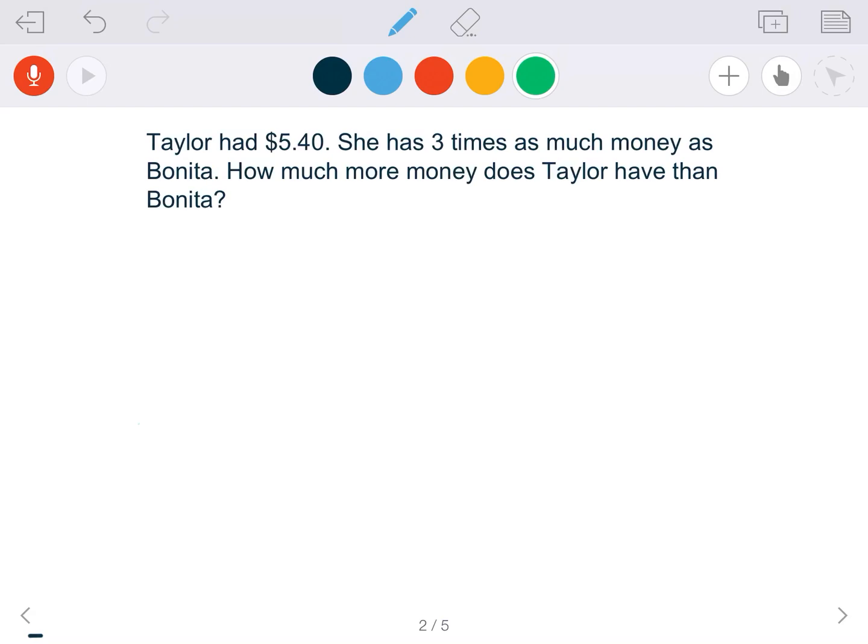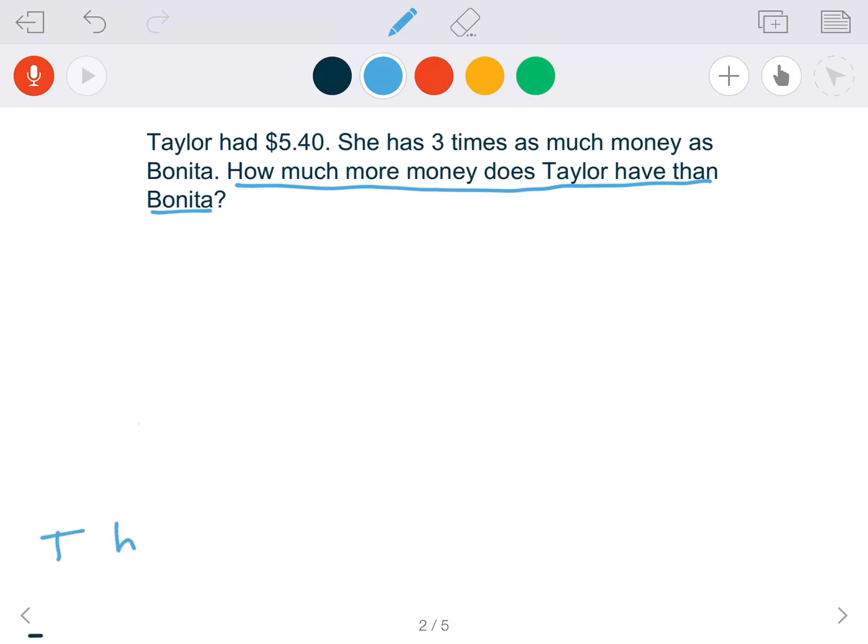All right. Read the problem. Taylor had $5.40. She has 3 times as much money as Bonita. How much more money does Taylor have than Bonita? All right, we are going to underline our question and rewrite our question, leaving a blank for the answer. How much more money does Taylor have than Bonita?